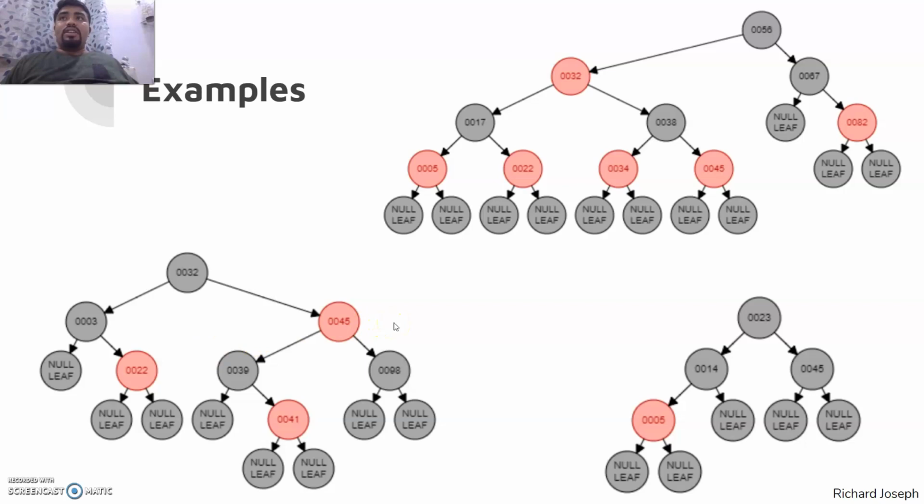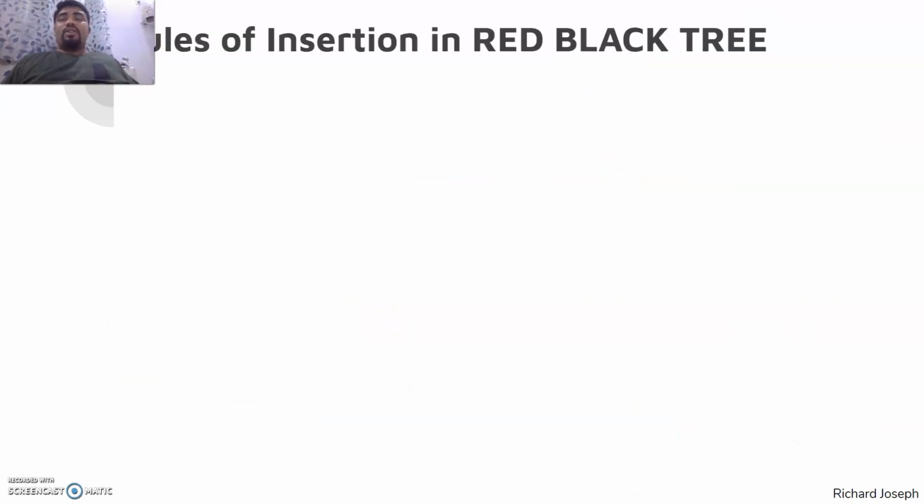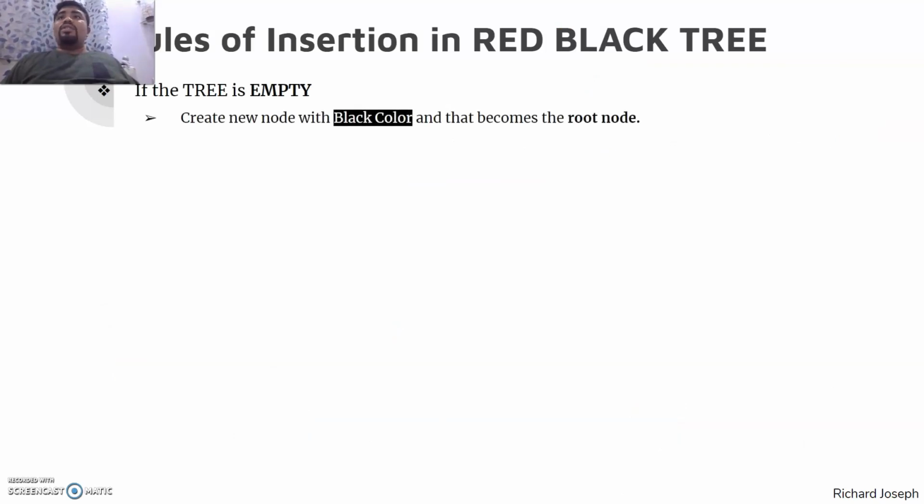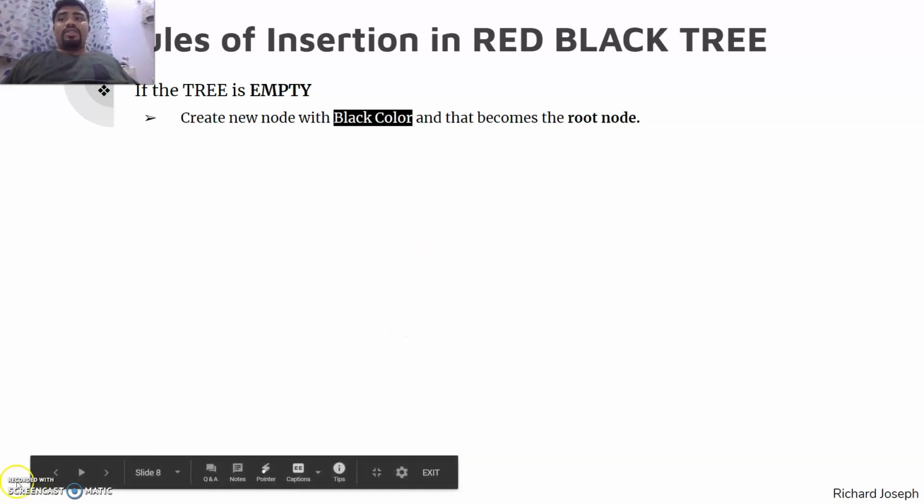Now proceeding ahead, we are going to understand the rules of insertion in a red black tree. The first and the most important rule: if the tree is empty, then you have to insert a new node inside the tree, and it has to have a black color because that node becomes the root node. So the root node obviously has to be black in color. That is the property as well as the constraint of a red black tree.